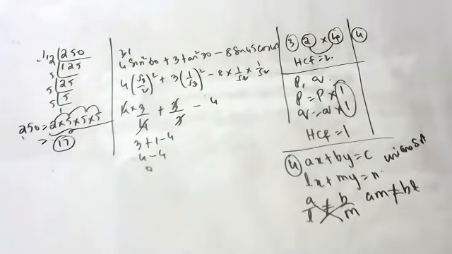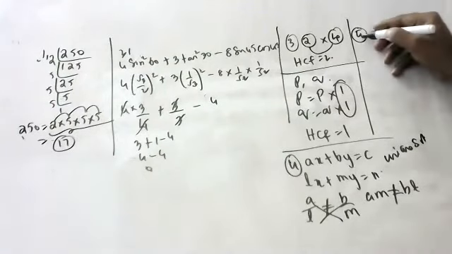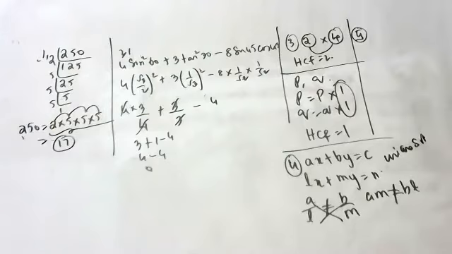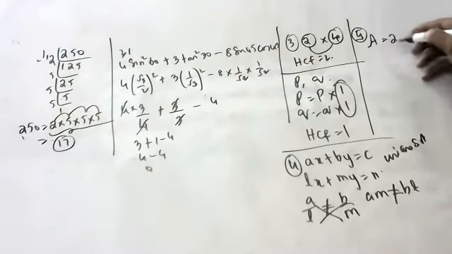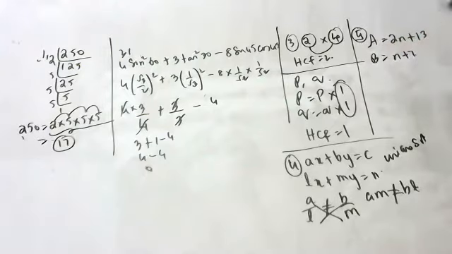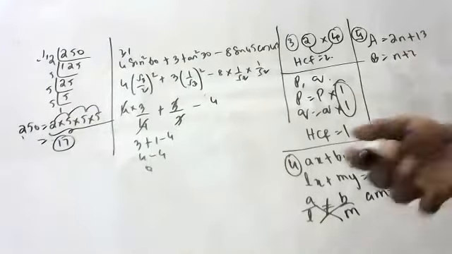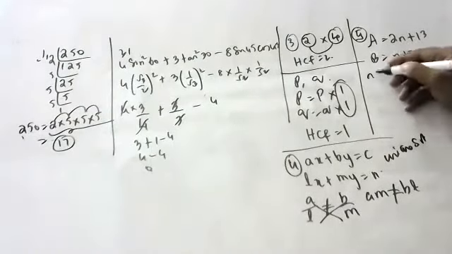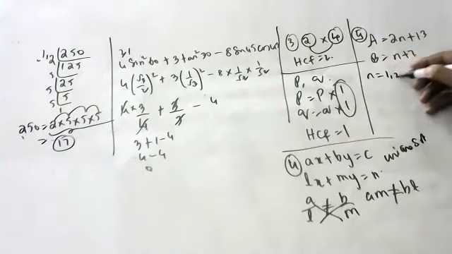Fifth one, children. A is equal to 2n plus 13. B is equal to n plus 7. Find the HCF of A and B. N is a natural number, children. He's saying 1, 2, 3.